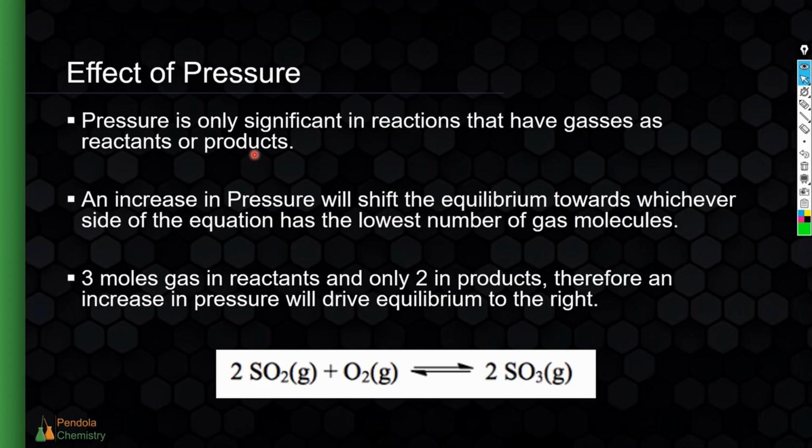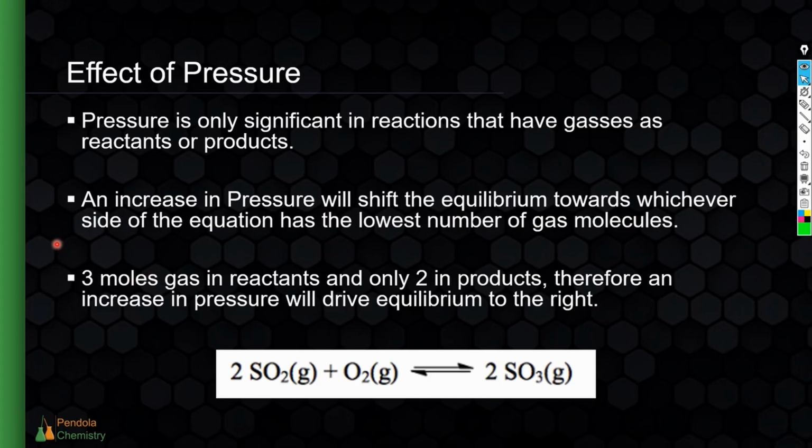Gases, if you remember from our prior conversation in the year, create pressure when the particles of a gas bounce around the container, and so they create pressure as they bump into the container walls. Because of that, pressure is only significant when it comes to equilibrium if the reaction has a gas in it. It doesn't need to be all gases, it just needs to have at least one gas as a reactant or a product. An increase in pressure will shift the equilibrium towards whichever side of the equation has the lowest number of gas molecules.